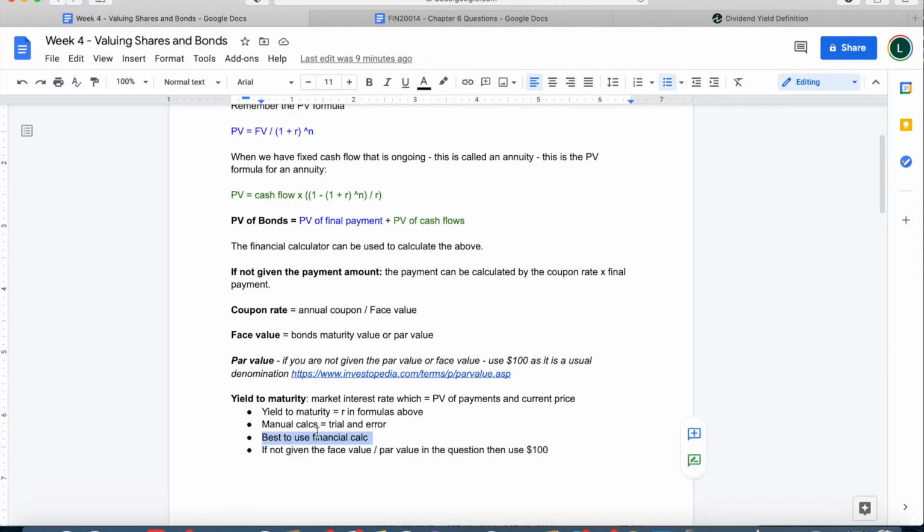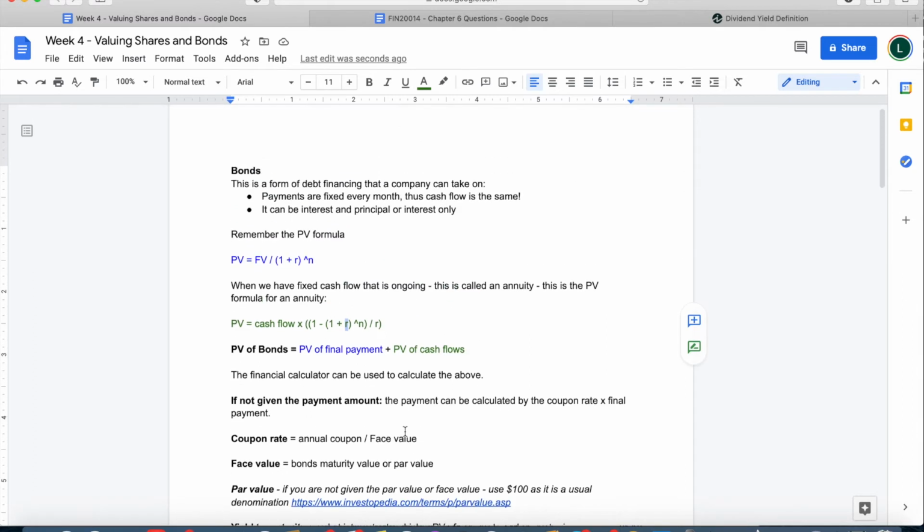You'll see why. When we're calculating the yield to maturity, you'll just go comp I on your calculator. Rather than doing manual calcs, if you're calculating yield to maturity, it's the R you're trying to find here. You're going to have to do trial and error. There's no simple formula to calculate that. So again, use your financial calculator. All right, let's jump into it.